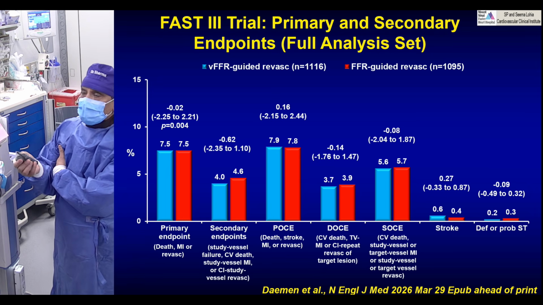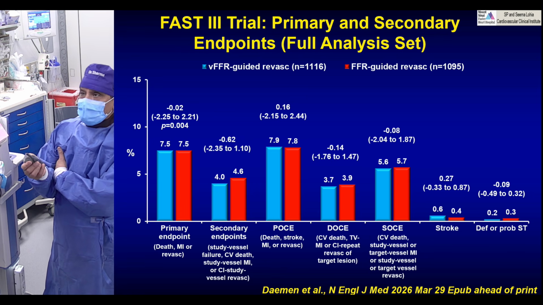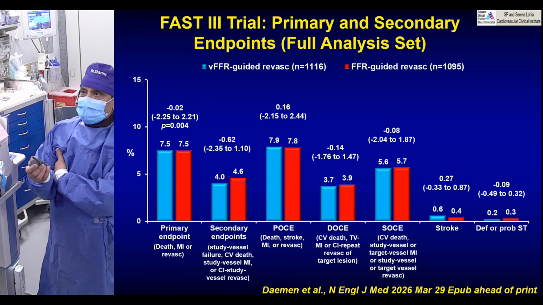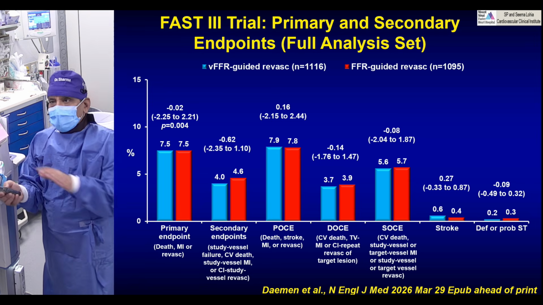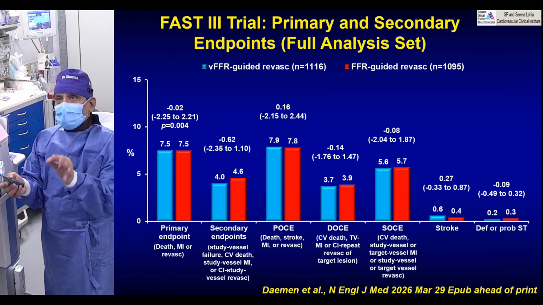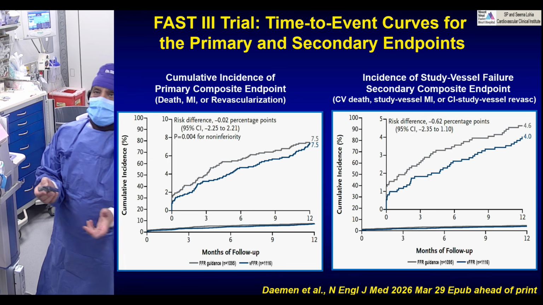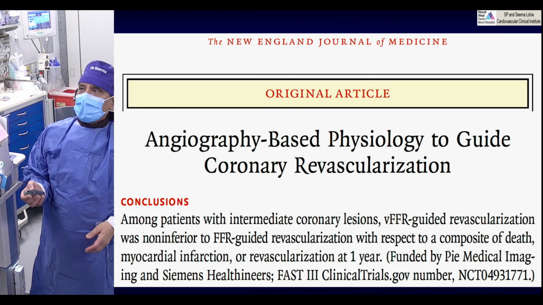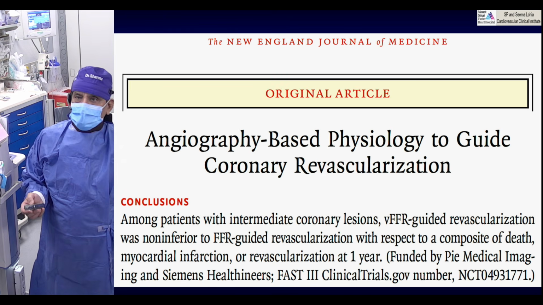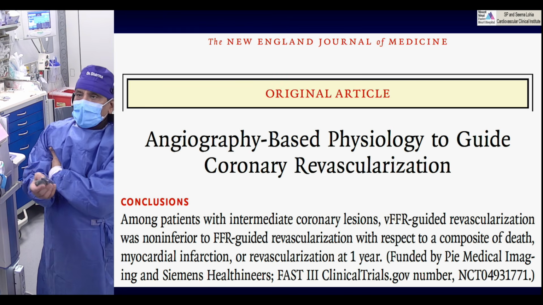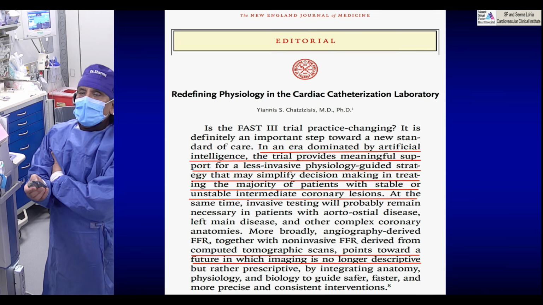Somehow the p-value for the stent thrombosis was 0.1, different in favor of the guided revascularization, but I would say it's not much different. Overall, the outcomes of the FFR versus FFR guided were identical. FFR is the invasive one, and this is just by the CT scan, and you can see the overall outcome is completely fine. So they basically showed that CT-FFR guided revascularization was non-inferior to FFR guided revascularization with respect to death, MI, or revascularization at 1 year.